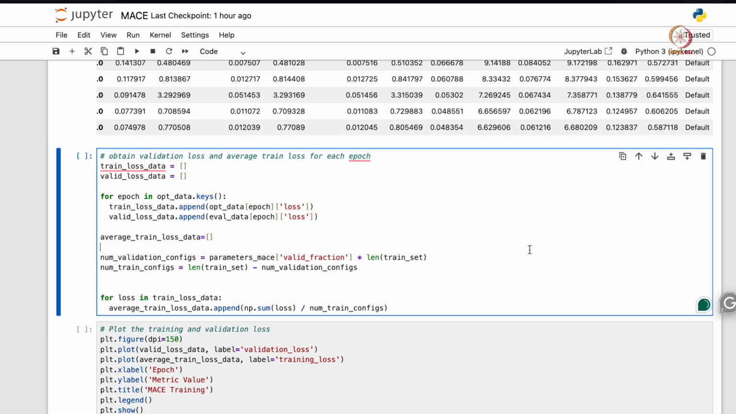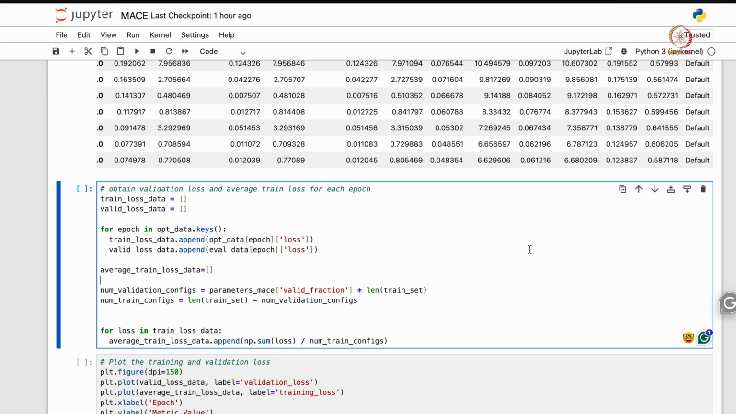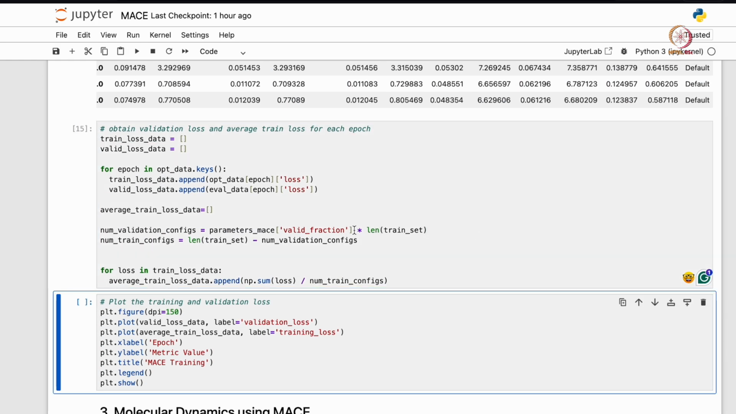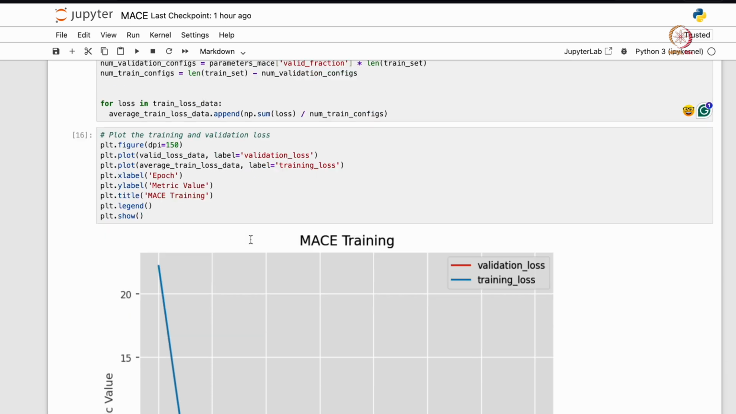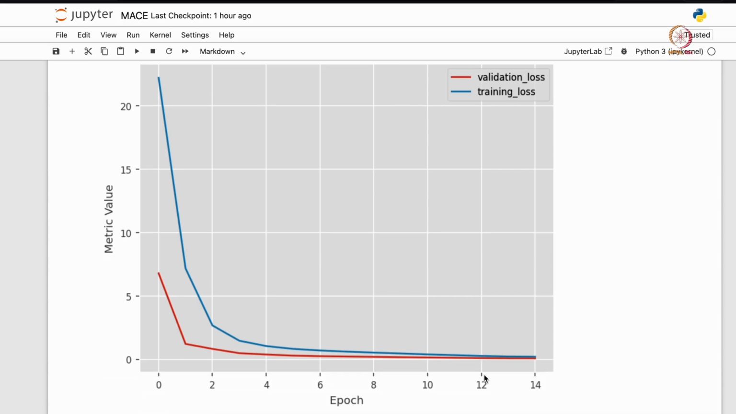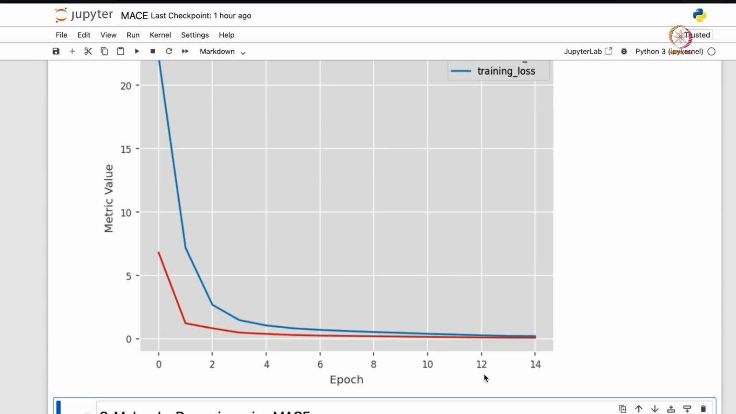Now let's try to plot this. It's easier to visualize in graphs than to visualize in tables. Okay, so if we plot this, what we see is the training and the validation loss with the number of epochs. So at the end of 14th epoch, both the training and validation loss have actually converged. Okay, and now we have a trained model based on the AIMD silicon dataset. So we have a trained potential ready.